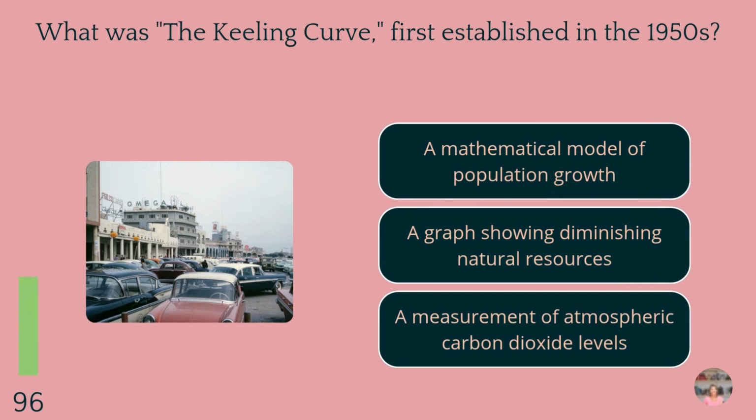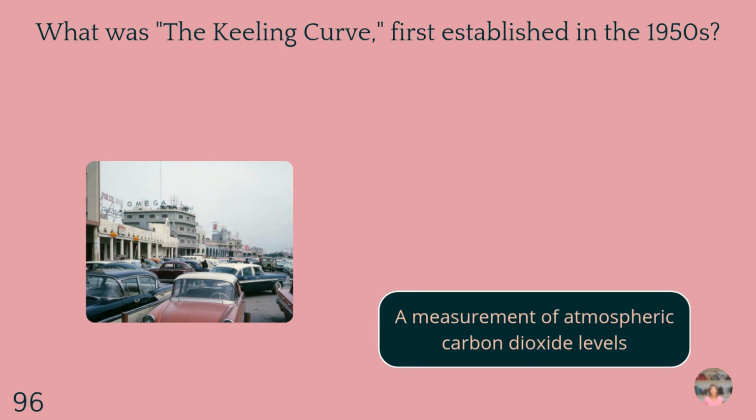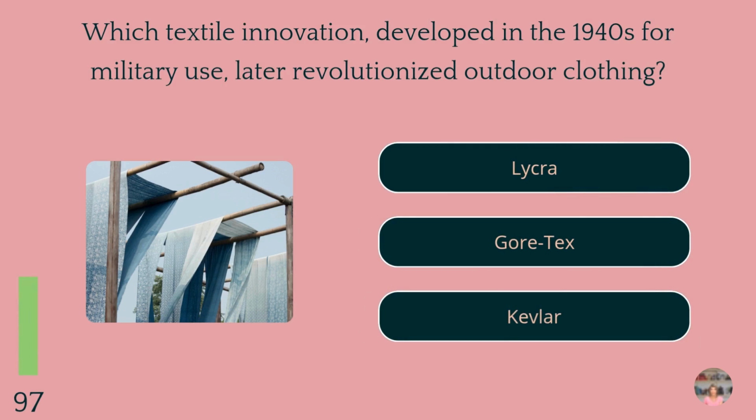What was the Keeling curve, first established in the 1950s? A mathematical model of population growth, a graph showing diminishing natural resources, or a measurement of atmospheric carbon dioxide levels? A measurement of atmospheric carbon dioxide levels.